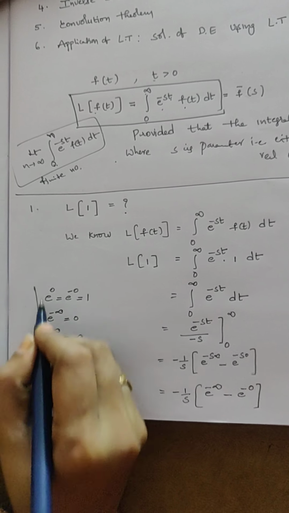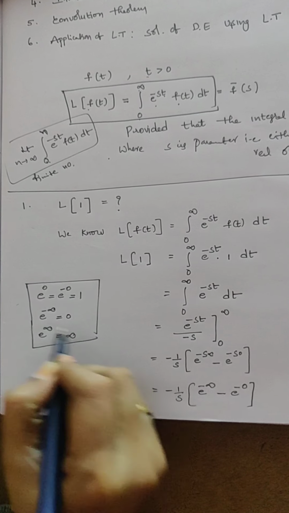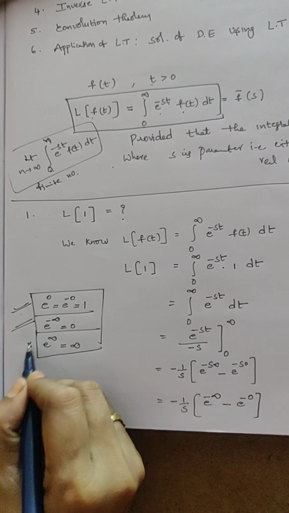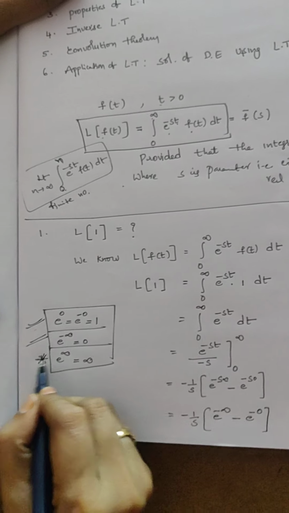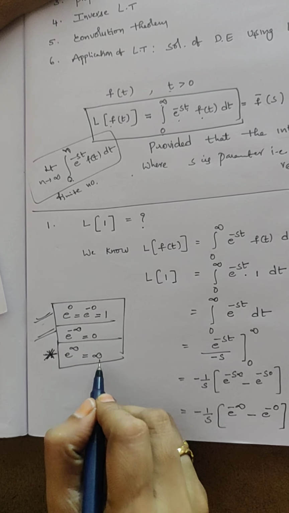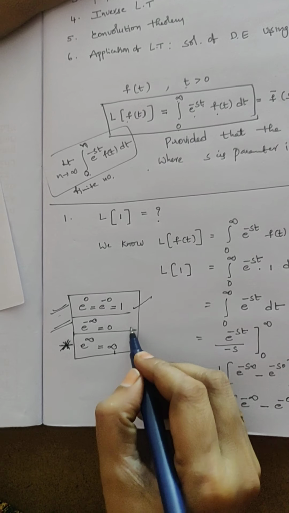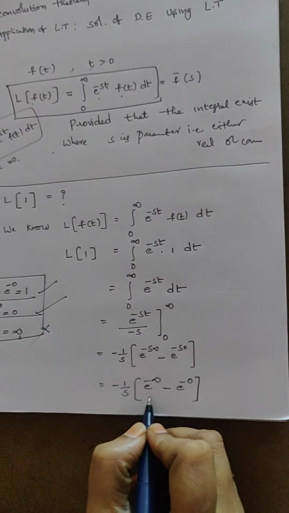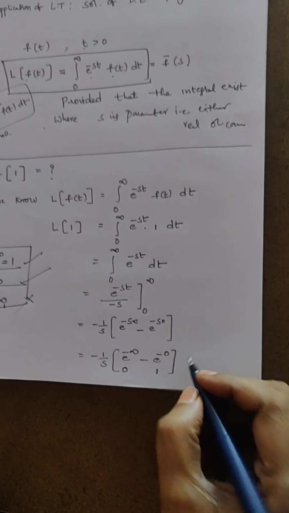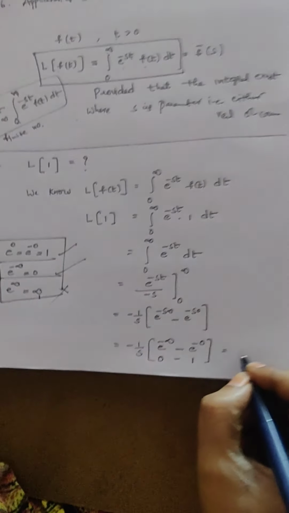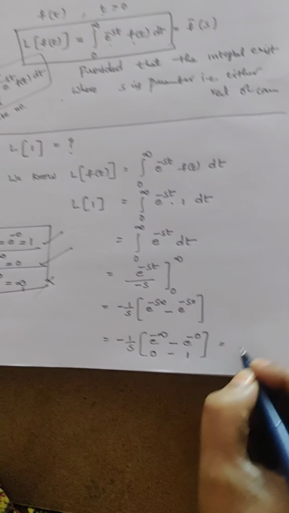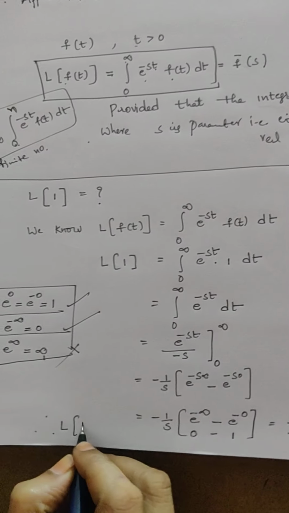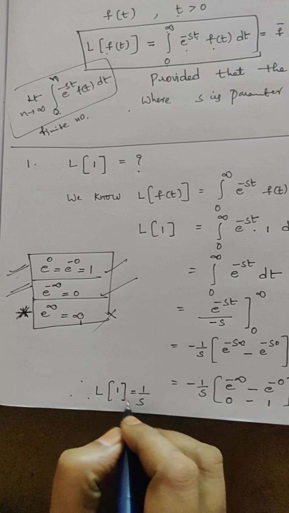So remember, always in the problems we will get the first two situations only. We try to avoid getting this situation because the value is infinity. We will get either this or this one, not this one. So e power minus infinity value is 0 and this is 1. So the value is minus 1 by s times minus 1, that is 1 by s. Therefore the Laplace transform of 1 equal to 1 by s.